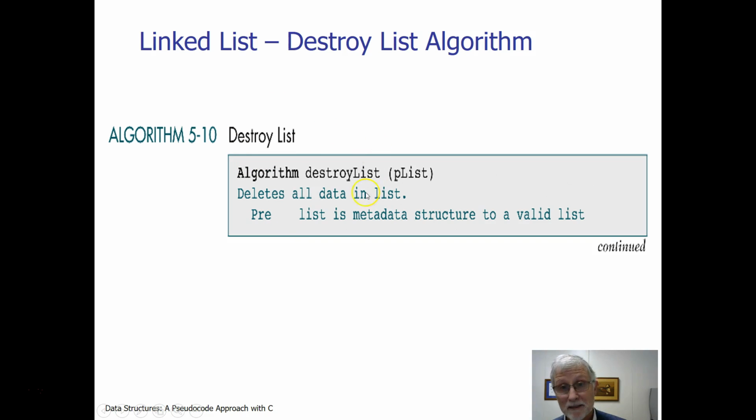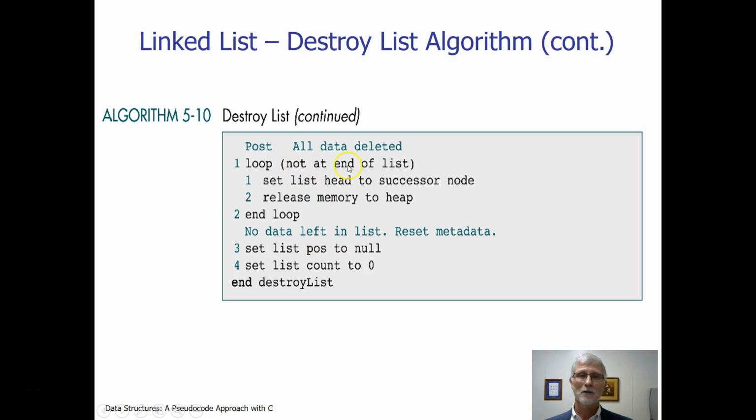Now, destroy list says what? Basically says, hey, I'm going to get rid of this. I'm going to loop all the way to the end, but I'm going to delete the memory as I'm going along. But you got to make sure that you're not destroying things too quickly.